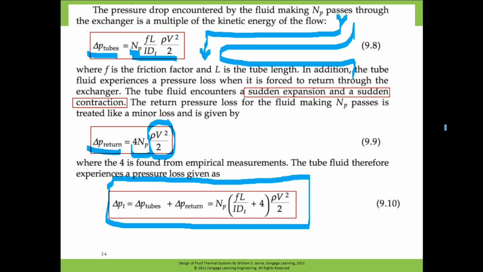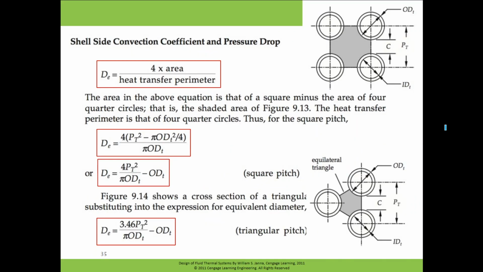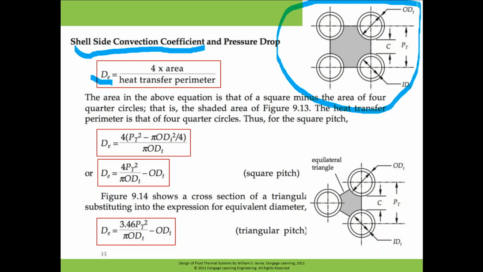Okay, so now comes the shell side. What is the heat transfer coefficient for the shell side, and what is the pressure drop for the shell side? For the heat transfer coefficient for the shell side, we need to calculate the equivalent diameter. What is the equivalent diameter? It is 4 times the cross section area divided by the heat transfer perimeter. There is a big shell, and inside the big shell the tubes are distributed in a square pattern.